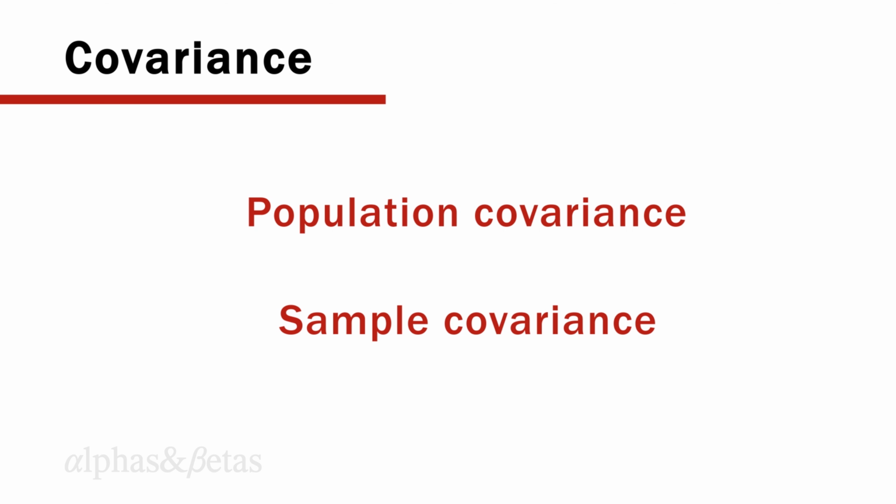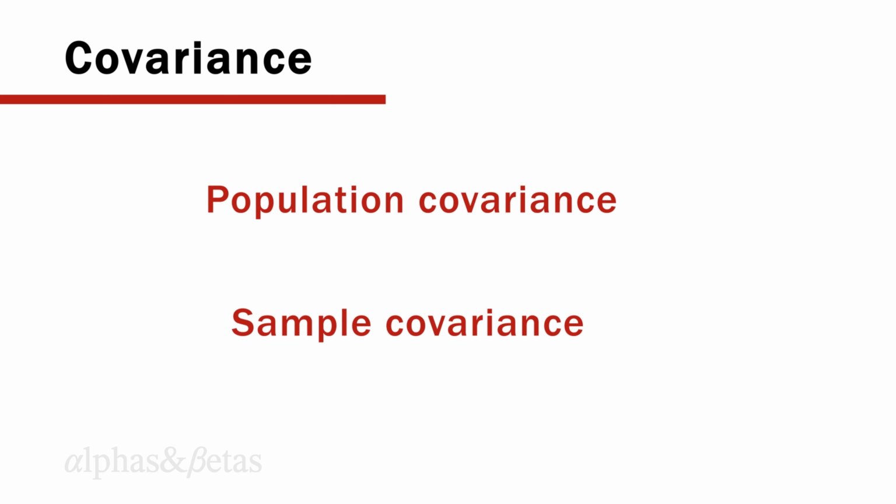You can calculate either the population covariance or the sample covariance. You should calculate the population covariance when the dataset represents an entire population. You should calculate the sample covariance when the dataset represents a sample from the population.